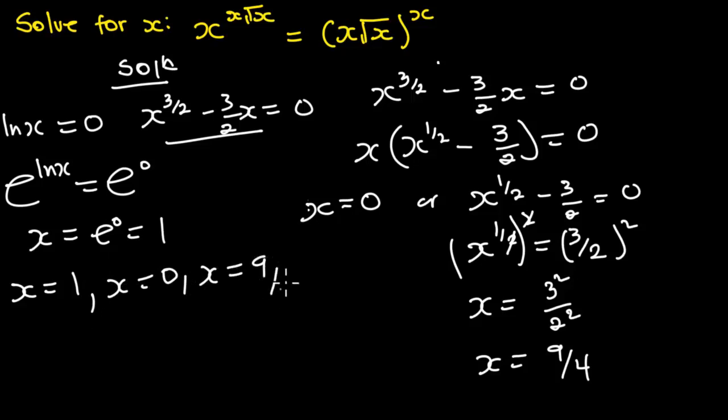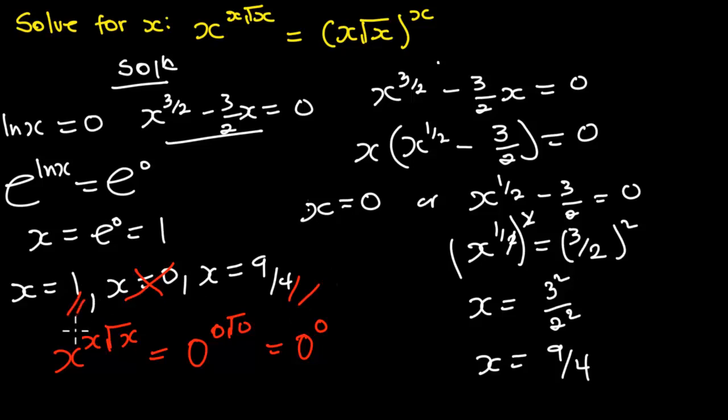And from the left hand side of the question, we were given x to the power x multiplying the square root of x. And so when we substitute x equal to 0 into this, we are going to have 0 exponent 0 times square root of 0, which is 0 to the power 0. And 0 to the power 0 is indeterminate. So x equal to 0 is not part of our answers. So our answers are x equal to 1 and then x equal to 9/4. So these are our two answers. x is equal to 1 and then x is equal to 9/4.